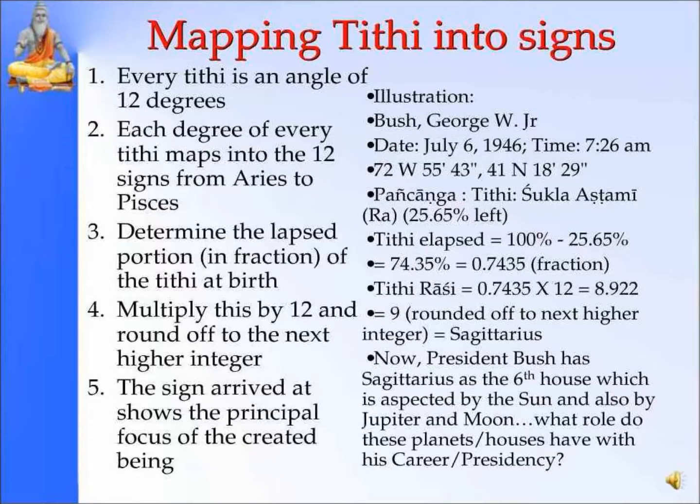Now I want you to go one step even further. Now, some more math. One Tithi is a span of 12 degrees. These 12 degrees are again mapped into 12 signs, from Aries to Pisces.